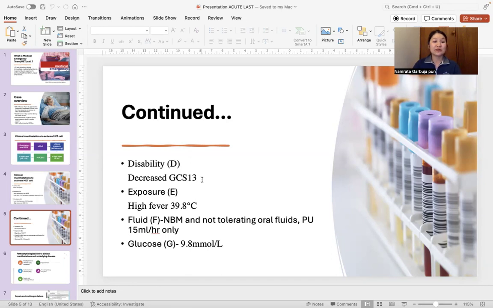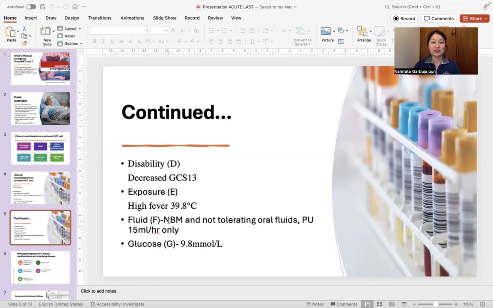And her temperature is very high. Talking about her temperature, 39.8, which shows that she has sepsis. She was also complaining of right upper quadrant abdominal tenderness, which indicates that she might have infection or inflammation in her liver or gallbladder.